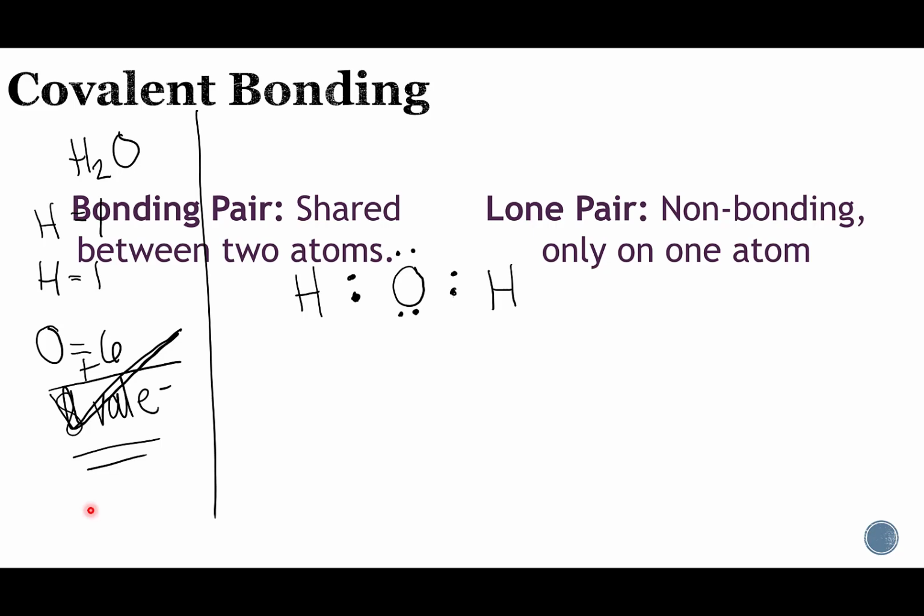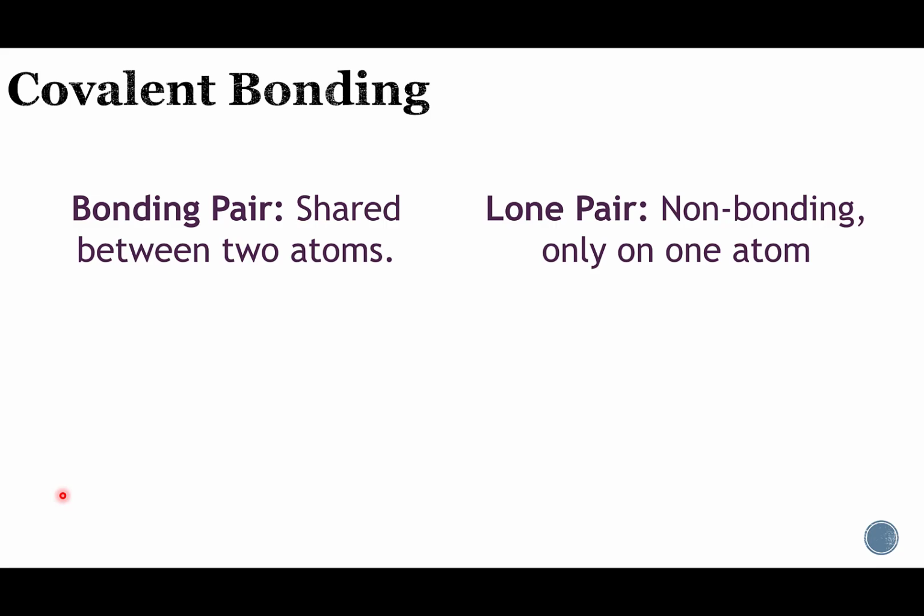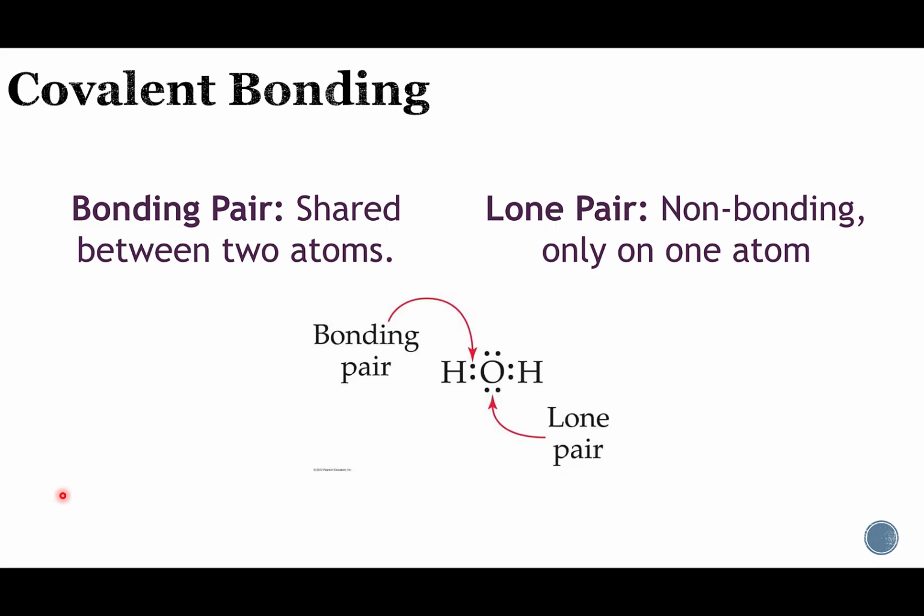So now some terminology. Let me get my mess out of the way and depict this a little bit better. So just some terminology to get out of the way. We've got bonding pairs and lone pairs. So bonding pairs are going to be pairs of electrons that are shared between 2 atoms. So here we've got a bonding pair shared between hydrogen and oxygen. Here we have a bonding pair shared between oxygen and hydrogen.